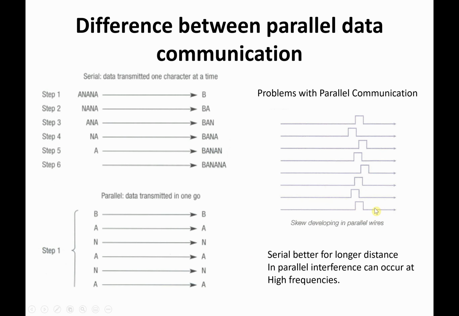All right. So for longer distance, serial is actually better, it's faster, and also interference can occur at high frequency with parallel. You get something called crosstalk as well. Right. So those are the main differences between the two.